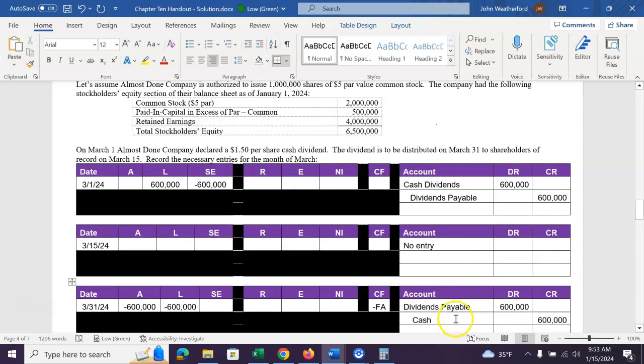Now that's cash going out for a financing activity. Paying dividends is always a financing activity. And what decreased? Cash specifically, an asset, and dividends payable, the liability, decreased. All right.